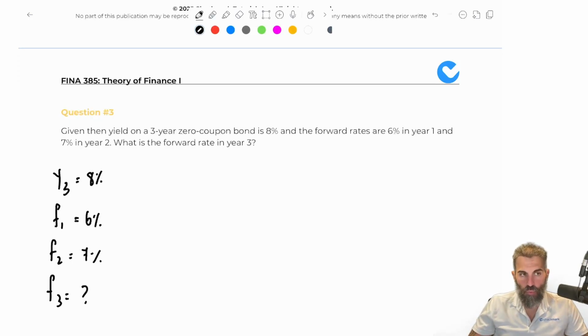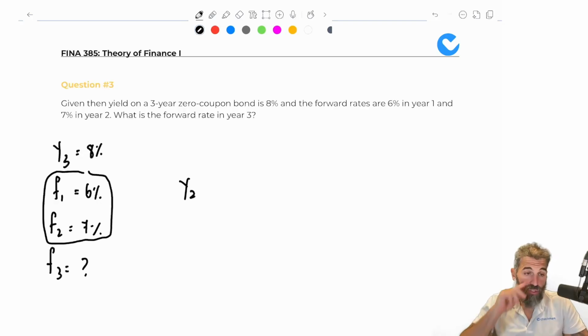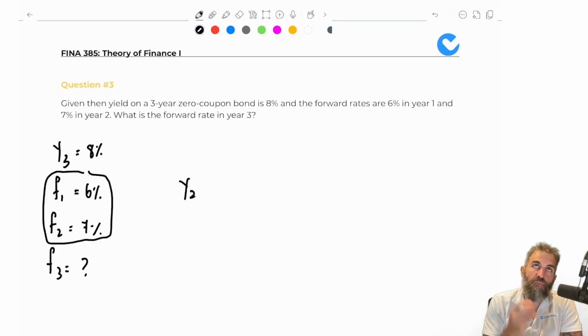Here's the difference. We don't know Y2. I don't know what the yield on a 2-year bond is. I know what the rate is for the first year and the second year, so you can still answer the question. I want to show you how to do it. Technically, you can find Y2 because you know what the interest rates are going to be for the next 2 years. The yield on a 2-year bond is the geometric average of all the short rates.